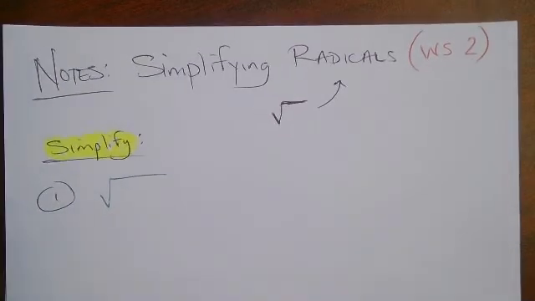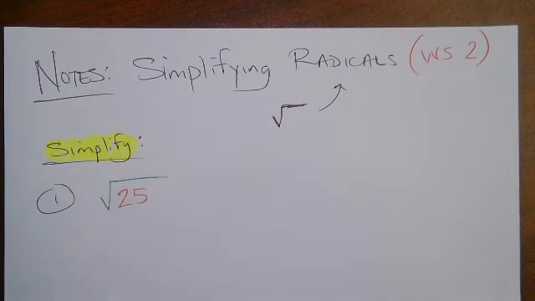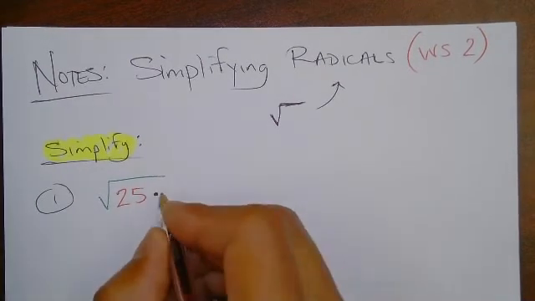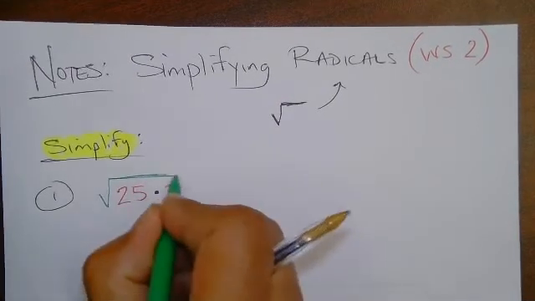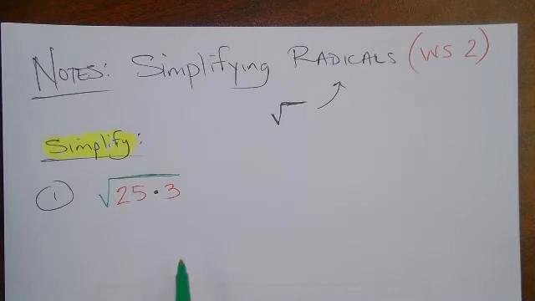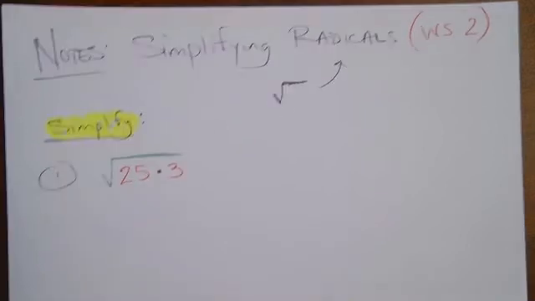What if you have the square root of 25 times 3? There are two numbers being multiplied, but they're separated like this for a reason. Anybody know why? Why separate? I could have put 75, right? I know 25 times 3 is 75, but I didn't, because I'm doing this for a very good reason. What is it?